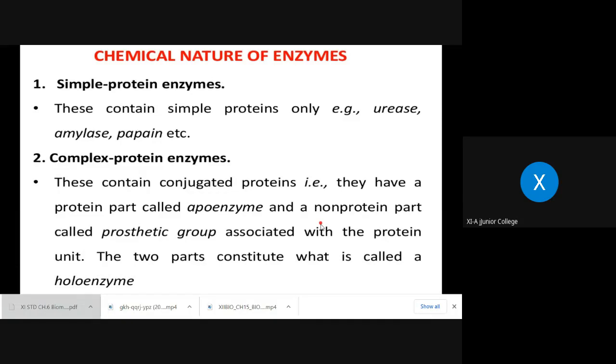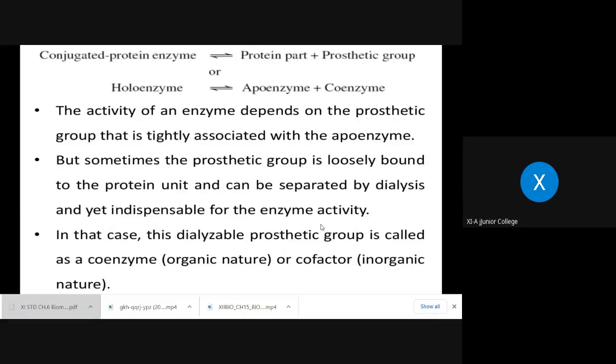So chemically, these two forms are observed. Now, conjugated protein enzymes on hydrolysis, what do they give? The protein part, called the apoenzyme, and the non-protein part, called the prosthetic group. So holoenzyme is nothing but the apoenzyme and its prosthetic group, which may be a coenzyme or cofactor. Now we will discuss what exactly coenzyme or cofactor means.